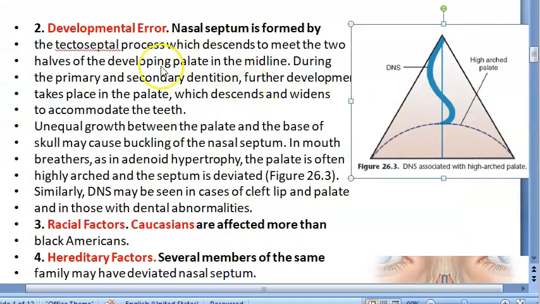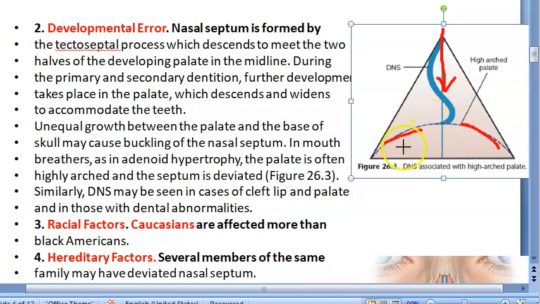Developmental error. So basically they are telling how the nasal septum gets formed. Okay, so it is formed by the tectoseptal process, which descends to meet the two halves of the developing palate in the midline.